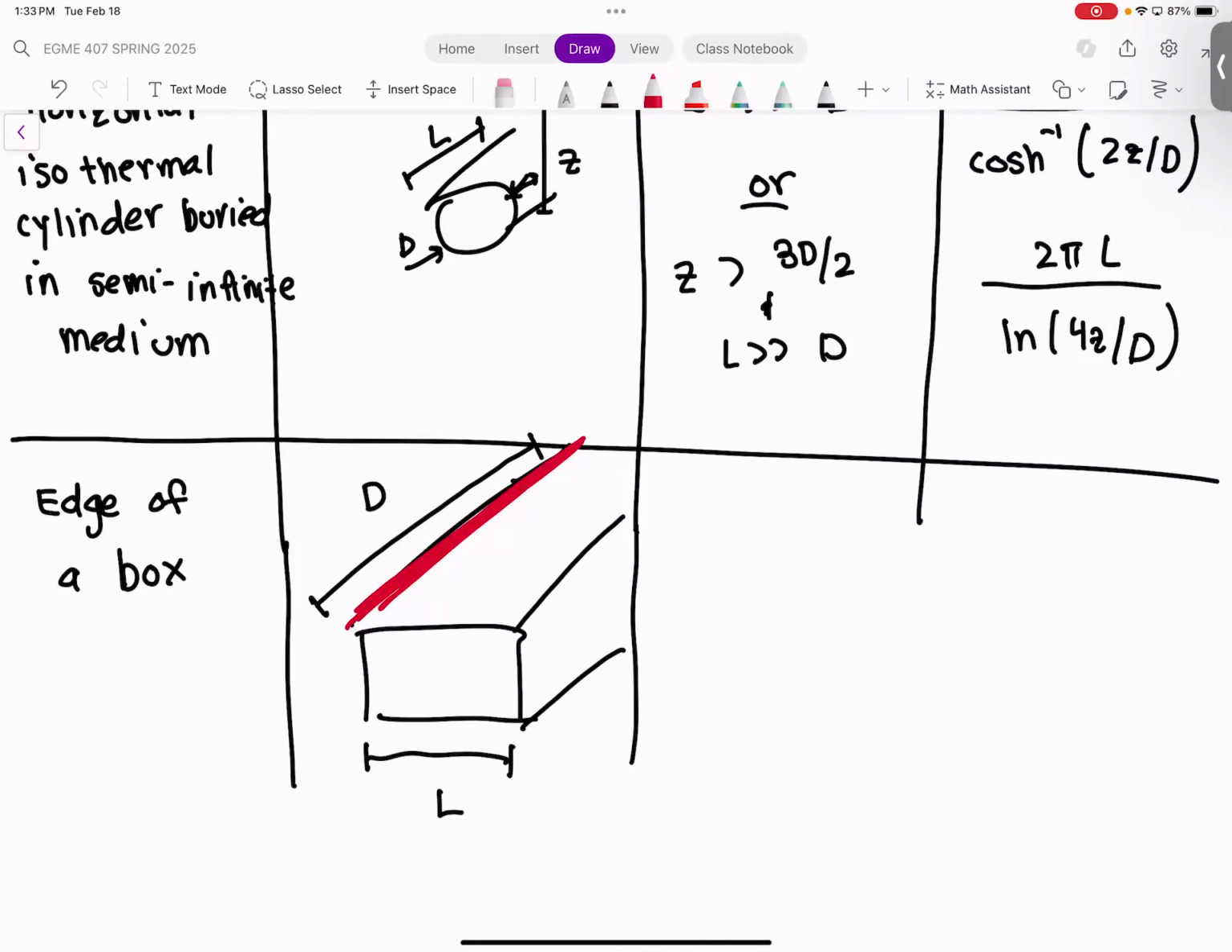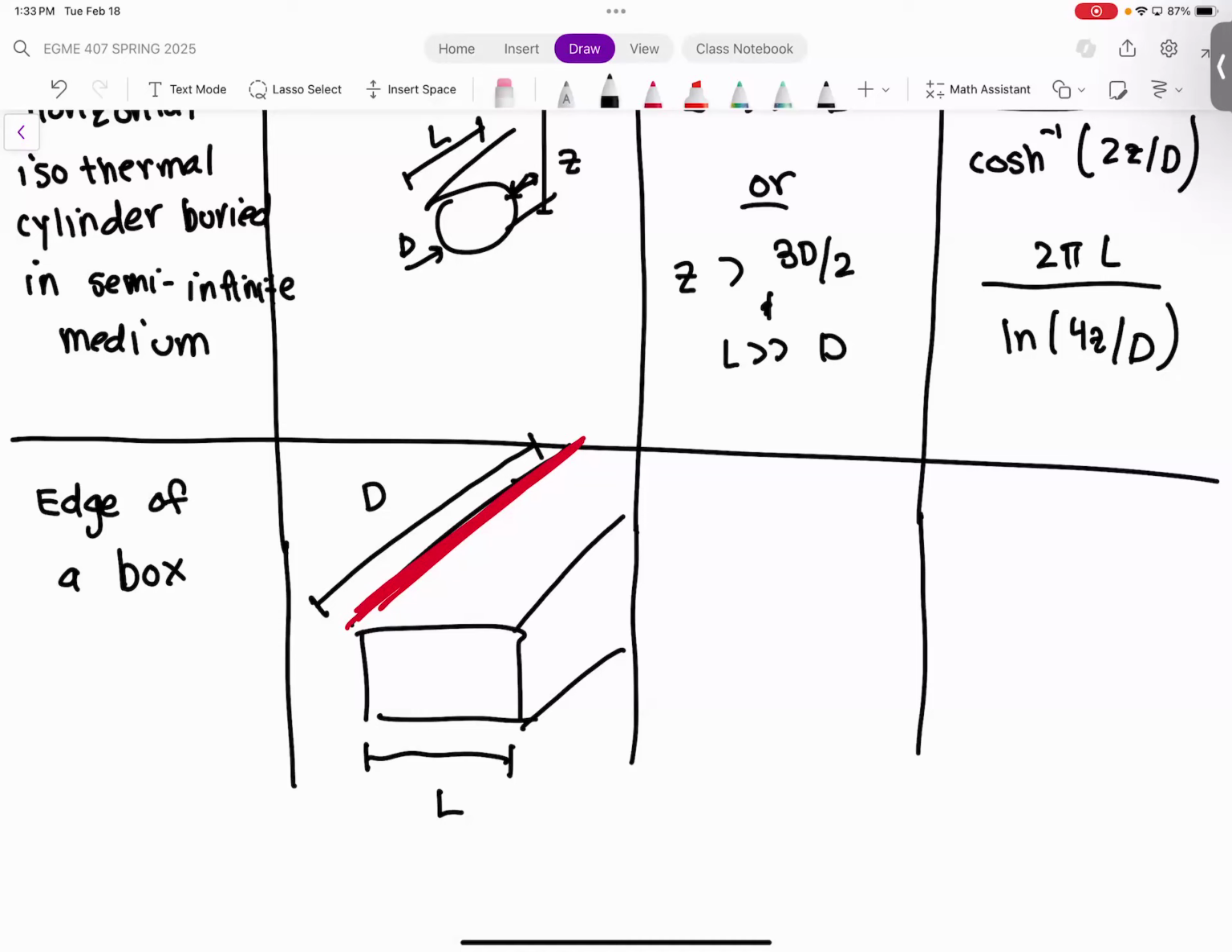Okay. So remember, that edge of the box, if you really wanted to compute the heat transfer from it, it's fully two-dimensional. And so you have heat transfer going in every direction. So normally you'd have to solve the 2D heat equation. But with the shape factor, you can kind of do it in just one arithmetic expression.